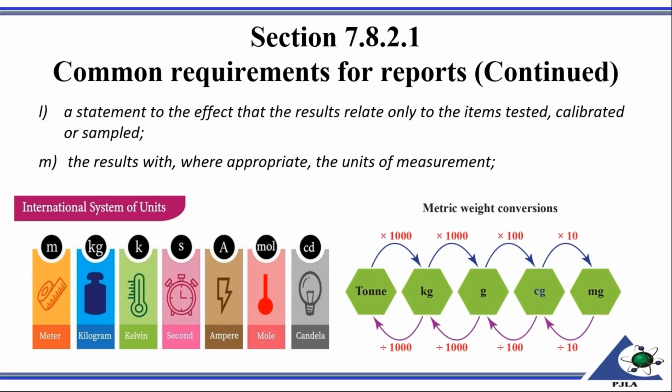And section M, the results with, where appropriate, the units of measurement. So you're including the results of the calibration, test, or sampling. So the raw data of, okay, the meter read 5 degrees Celsius on the meter. There you go. You're including along with it the unit of measurement, whatever that unit of measurement may be. So we've got the standard ones, but it can be the imperial units. You could have Celsius or Fahrenheit, but you're going to want the results to be in the same unit of measurement. So just keep that in mind. You're going to want to include the unit of measurement that you're using for it.